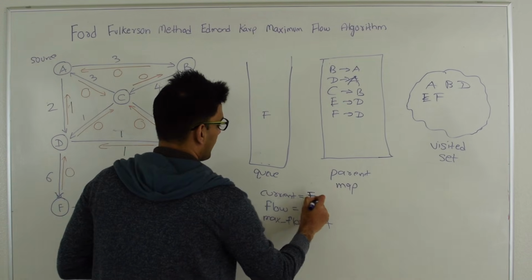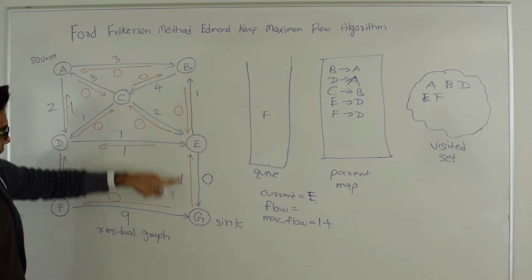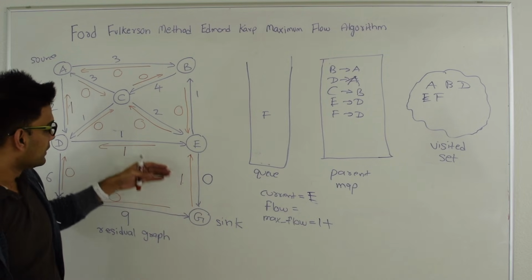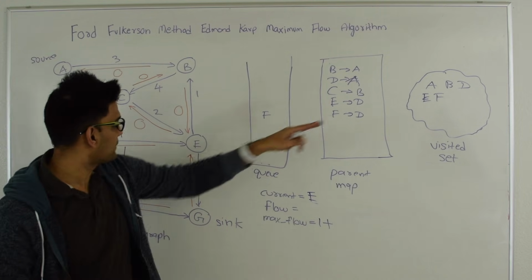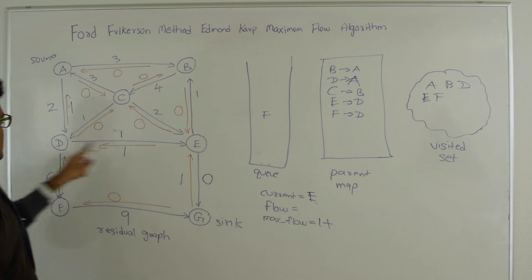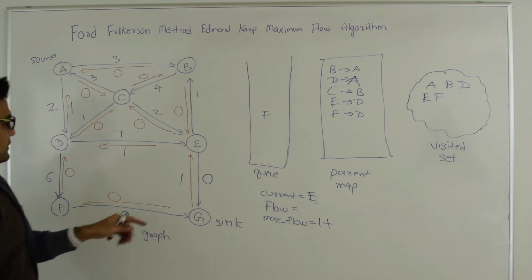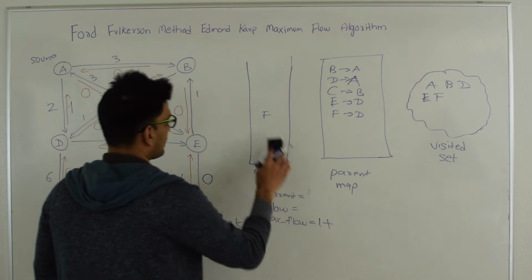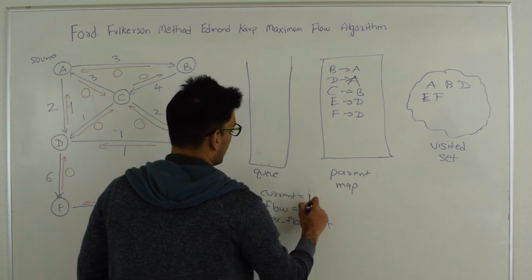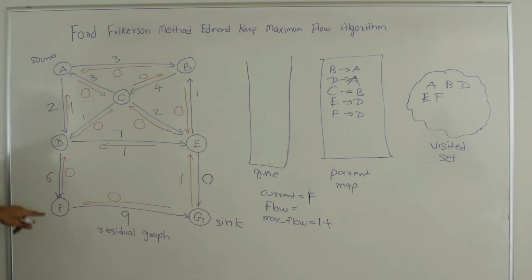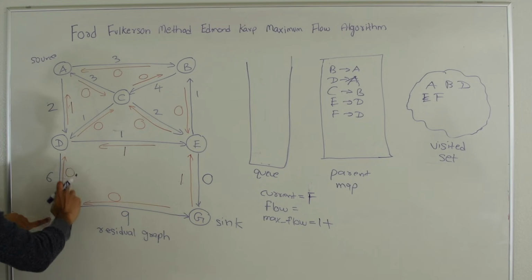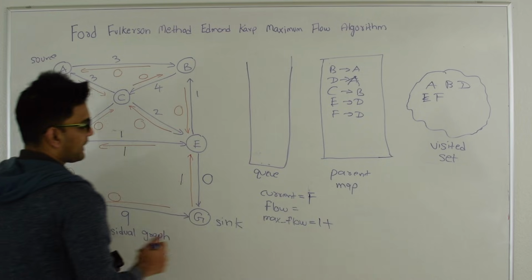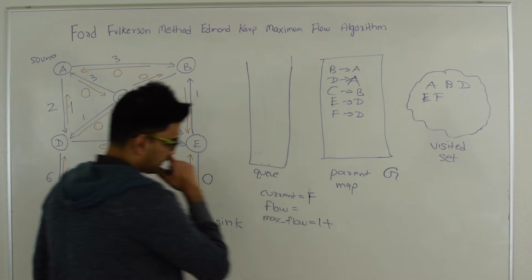So current becomes E. Last time this edge was 1, so we moved from E to G, but this time this value is 0, and B is already visited, and D is already visited. This is 1, but D is already visited, so E this time has no more neighbors to be explored. So next we again go to the top of the queue, so this value is F, and try to explore neighbors of F. So F has D, but the residual capacity here is 0, and G, the residual capacity here is 9. So again we found our destination, which is sink.